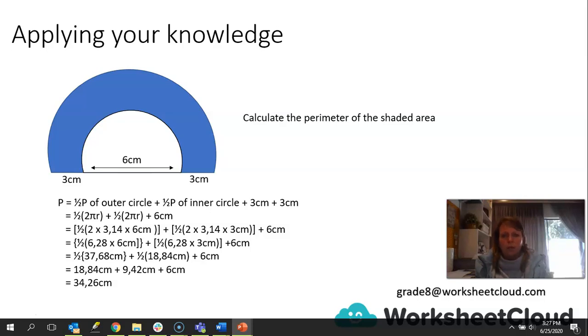Right, quite a lot of working out there, but you just need to reason it out and see exactly what you need to do and fill in your formula accordingly, and then plug into your formula, so substitute in, and then just work it out using your calculator.